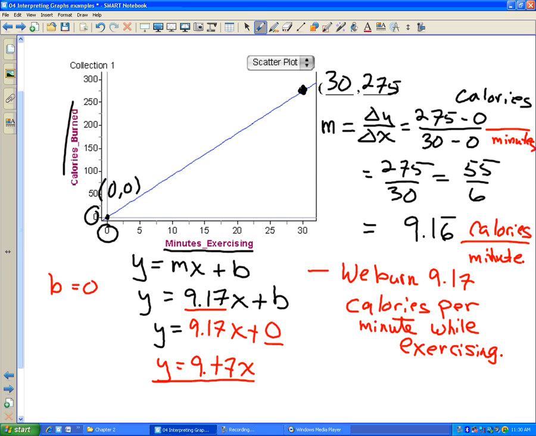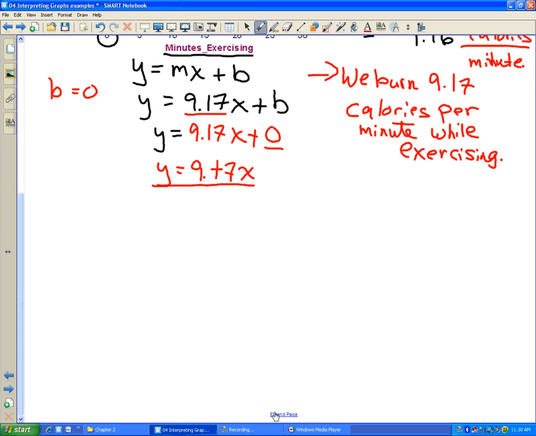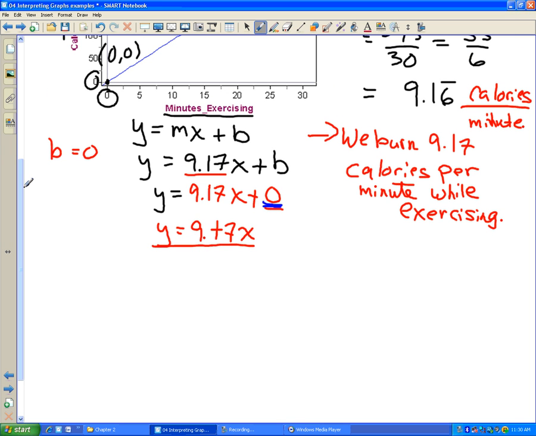That's the real world meaning of my slope. Now I need the real world meaning of my y-intercept. Again, we said that my y-intercept was 0. How do I get that? Well, that's y when x is 0.